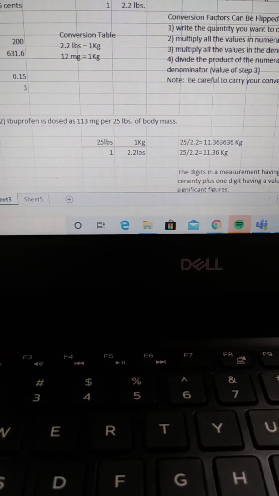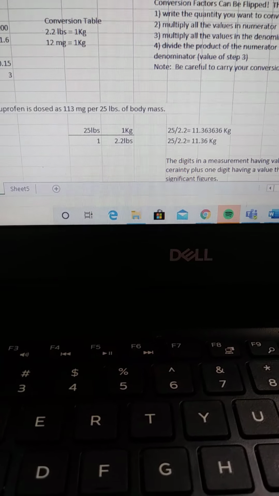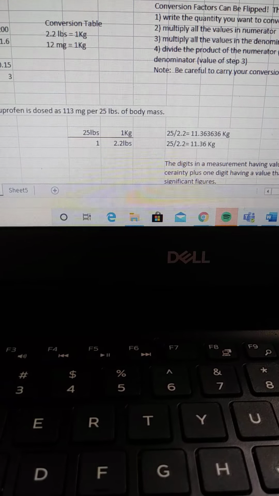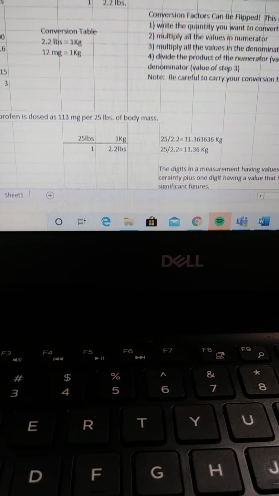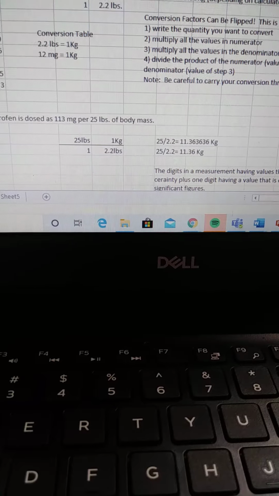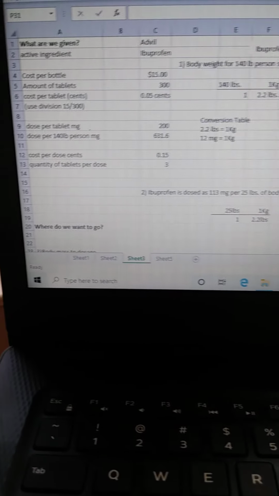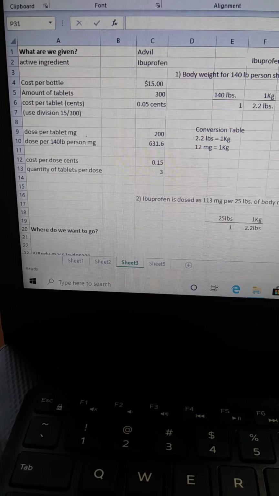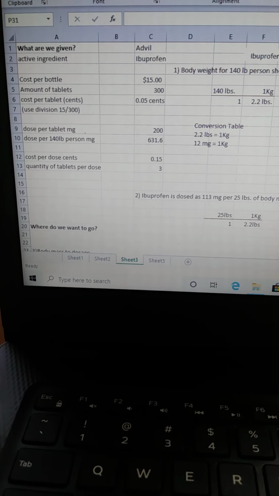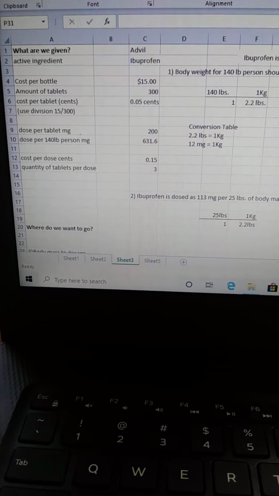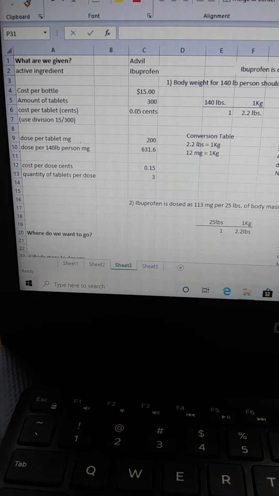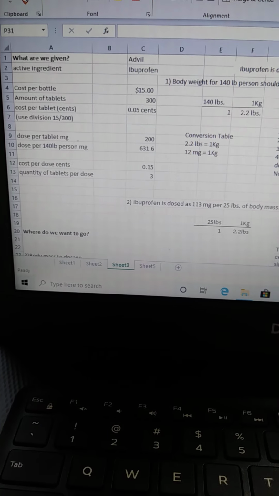In order to do the conversion, it's the same way. I have the 25 pounds and I multiply that by 1 and divide by 2.2, leaving me with 11.36 kilograms. Now let's revisit back up here. My active ingredient, as we discussed, is ibuprofen. The cost per bottle at the store is $15. The amount of tablets is 300. The cost per tablet is 0.05 cents, and I use division to come to that conclusion.